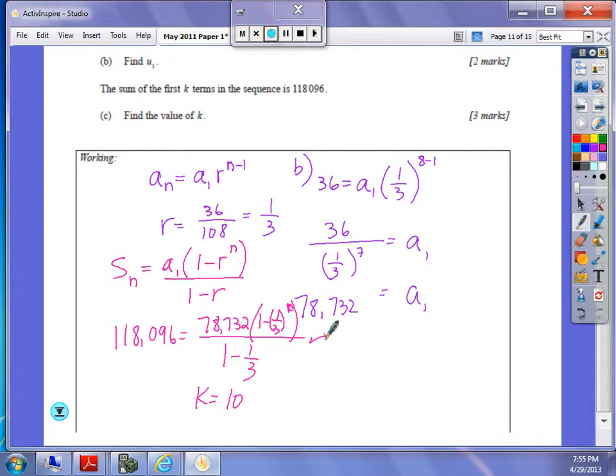So if you know how to use logarithms, that would be another way you could solve this problem. That's probably how I would solve it. So you can do it algebraically. You could just start adding up terms till you get to 118,000, just keep multiplying by 1/3, or you could graph it and find the intersection. Any of those would work.